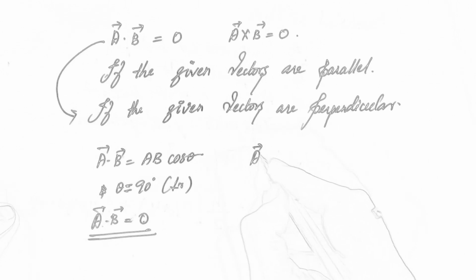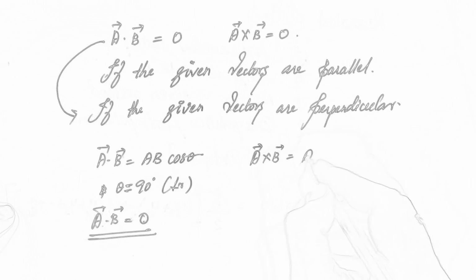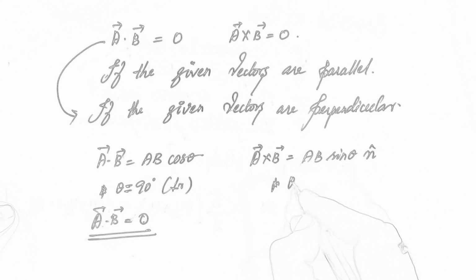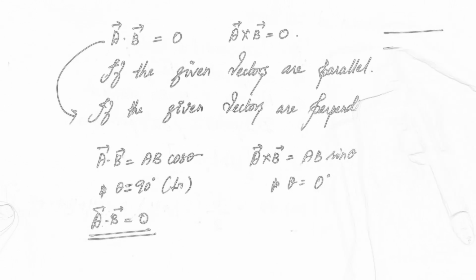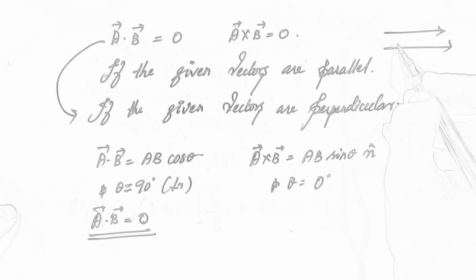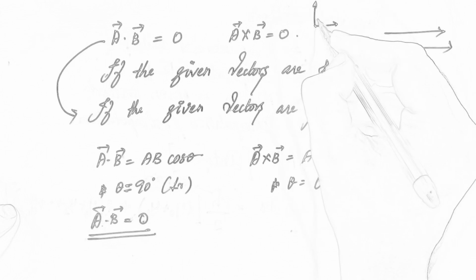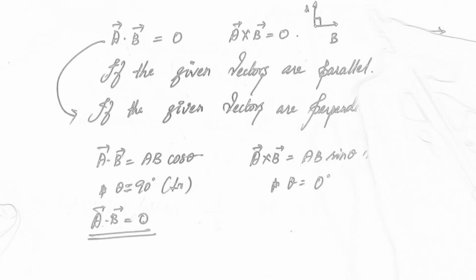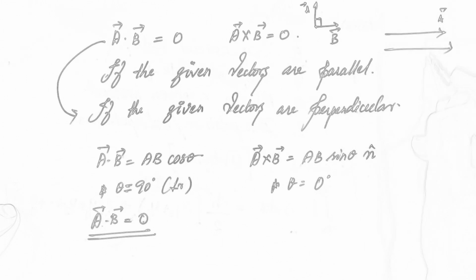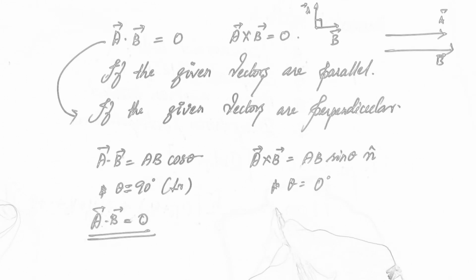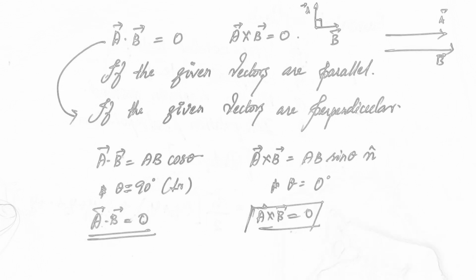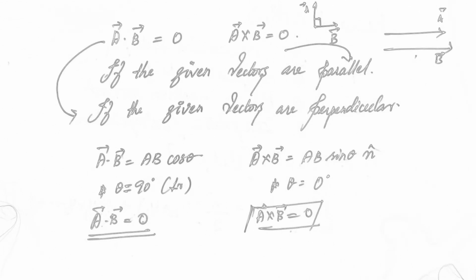Similarly, A vector cross B vector is equal to AB sin theta into n cap. Here if theta is equal to 0 degrees, that is parallel. If the given two vectors are parallel, they make 0 degrees, whereas in the other case it makes an angle of 90 degrees. Consider this as A vector and this as B vector. Here it makes an angle of 0 degrees. When this is 0, A vector cross B vector is equal to 0. In this case, it shows the vectors are parallel.